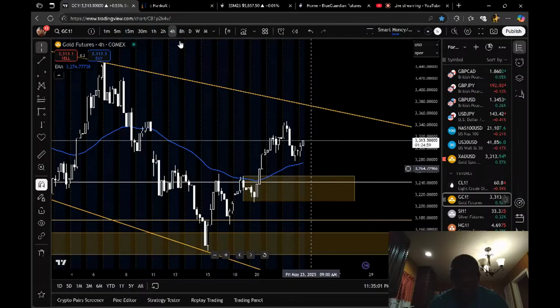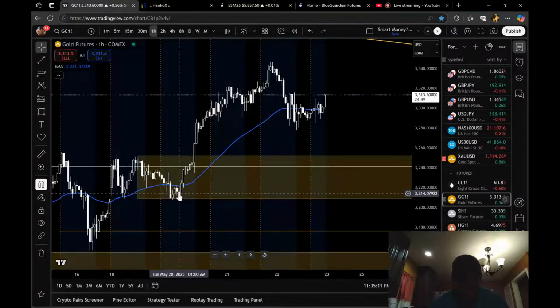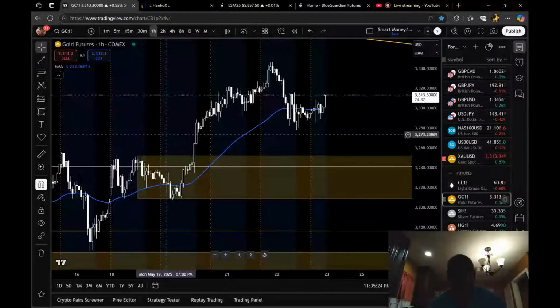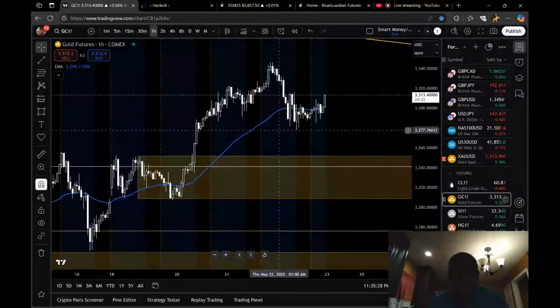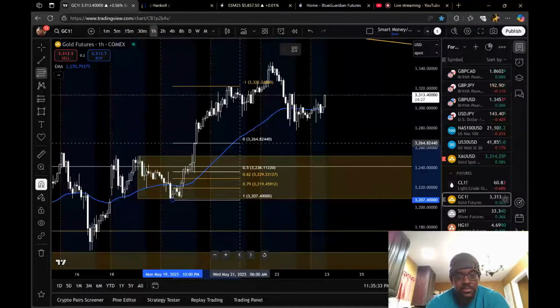Now let's see what we got. See, price came down here, it closed and then it went up. Then it came down. Now look at what price is doing. Let's take a look at this right here. If I mark this, let's see, from here to here.